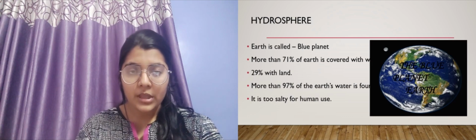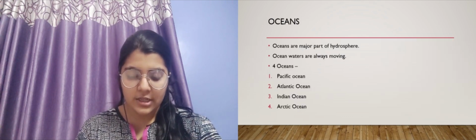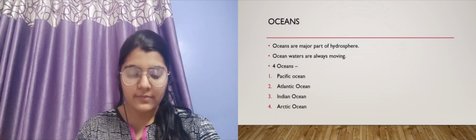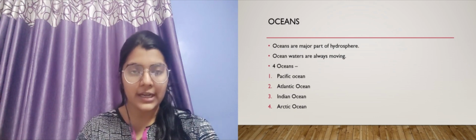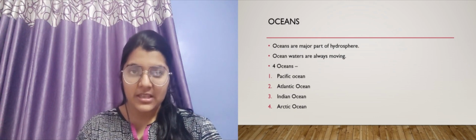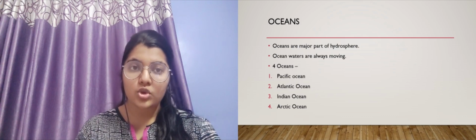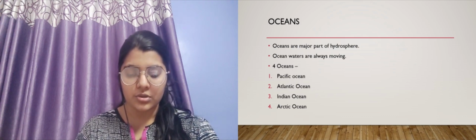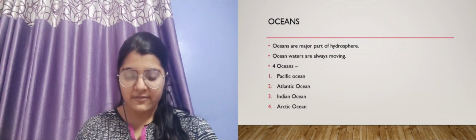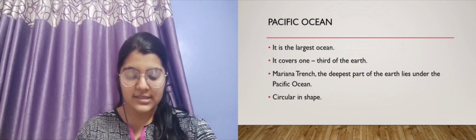So mainly there are four oceans, that is Pacific Ocean, Atlantic Ocean, Indian Ocean and Arctic Ocean. I repeat, Pacific Ocean, Atlantic Ocean, Indian Ocean and Arctic Ocean. So now the first one, that is Pacific Ocean. The Pacific Ocean is the largest ocean.